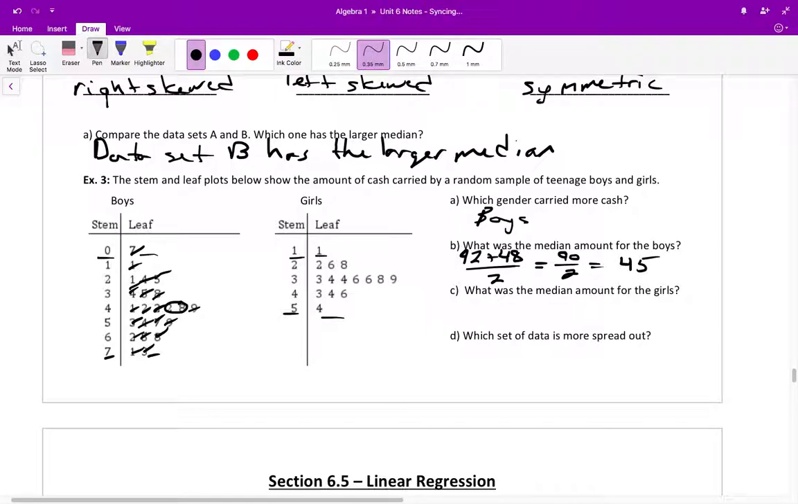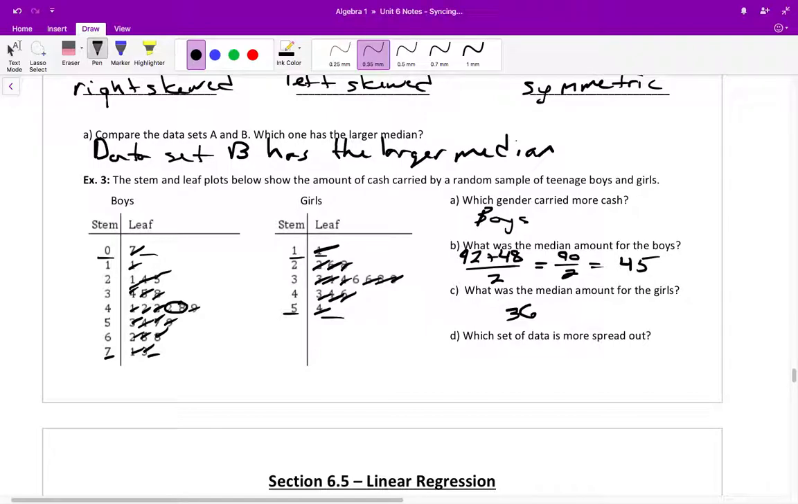For the girls, in part C, it wants us to find the median for them. So you do the same thing there, crossing off numbers in pairs. And it looks like we don't have to worry about calculating here. We can just look at it and see. It looks like it's going to be 36, which should make sense. It should match up with what we said in part A. It looks like the boys on average were carrying about $45, girls were carrying about 36.